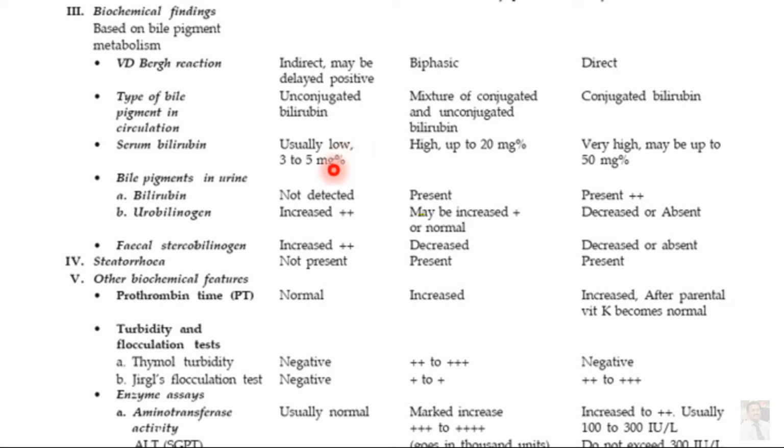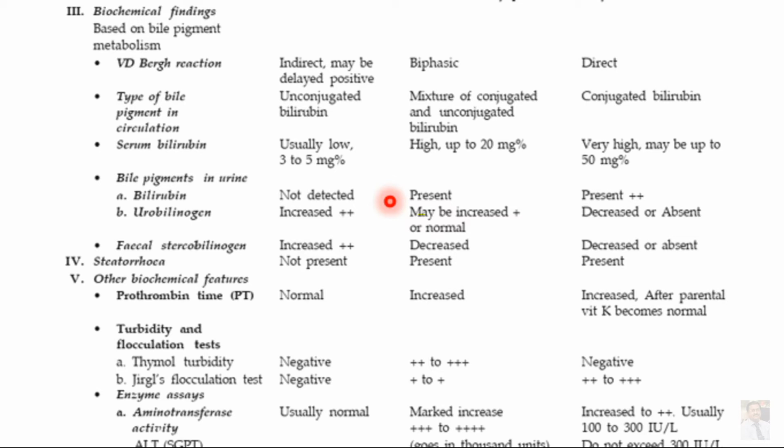Okay, the bile pigments in urine. Next category, we have the pigments: bilirubin, urobilinogen, and fecal stercobilin. Which one? The bilirubin. In the first case, hemolytic jaundice or prehepatic jaundice, bilirubin is not detected in urine. In the second case, it is present, meaning traces of bilirubin are present. And in the third case, obstructive jaundice, it is present 2 plus, meaning more concentration of bilirubin is present.